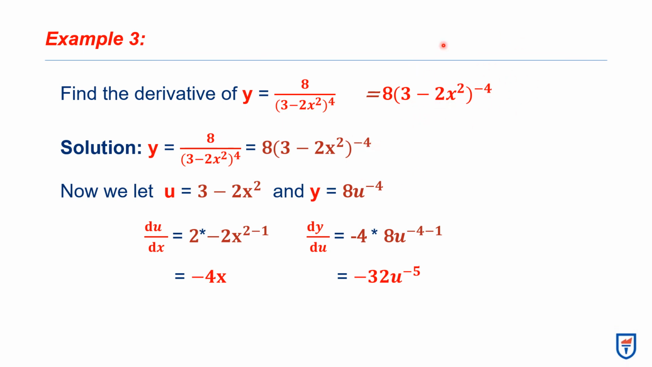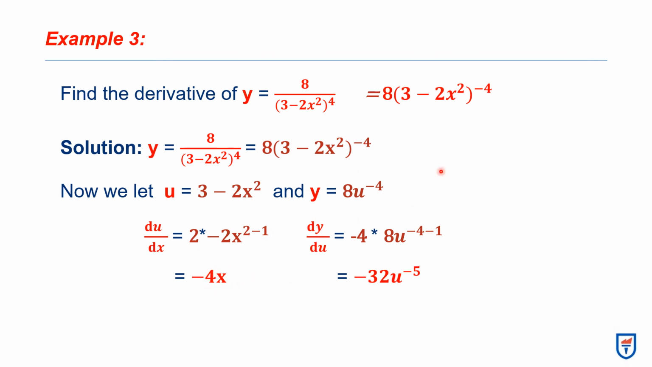So now we have to identify our inner function. Our inner function is 3 minus 2x squared. So we let u is equal to our inner function 3 minus 2x squared, and our outer function is going to be y is equal to 8 times u to the power minus 4. So we differentiate our inner function, find du in terms of x, which is du dx, and when you differentiate constant 3, you're going to get 0. So we differentiate minus 2x squared, and we use the constant multiple and power rule, and we're going to have minus 2 times 2x to the power 2 minus 1, which reduces to the value of minus 4x.